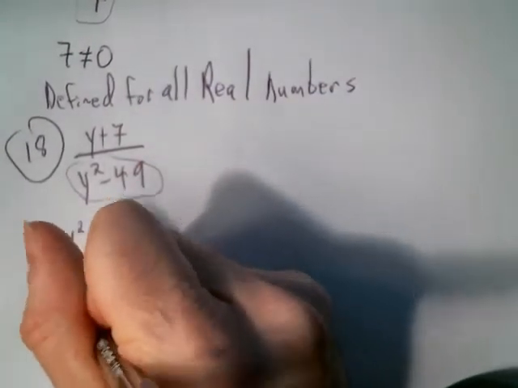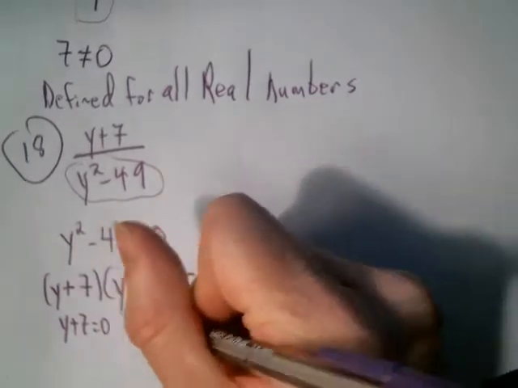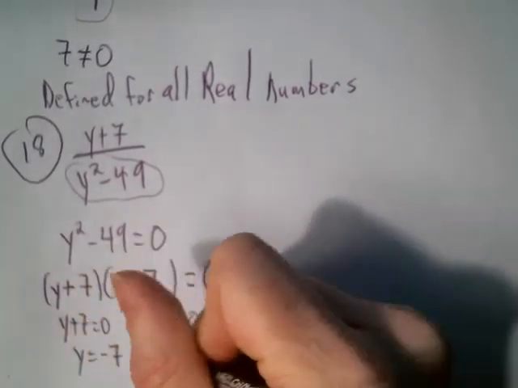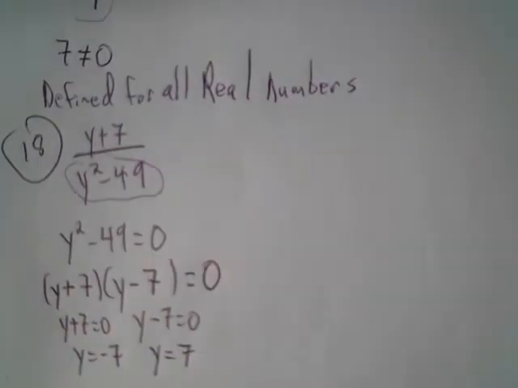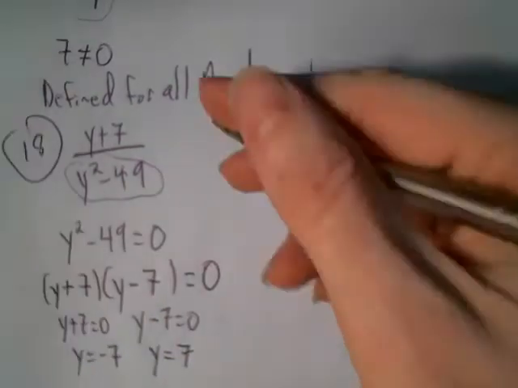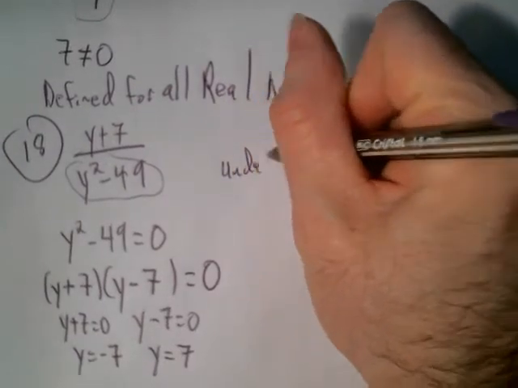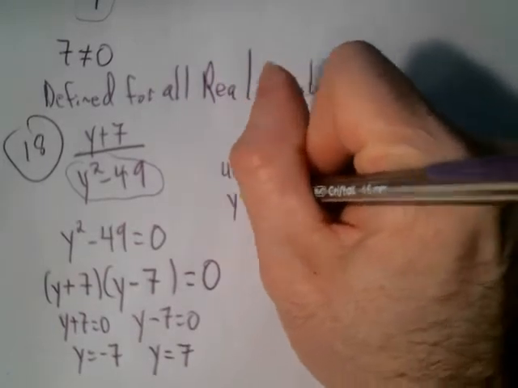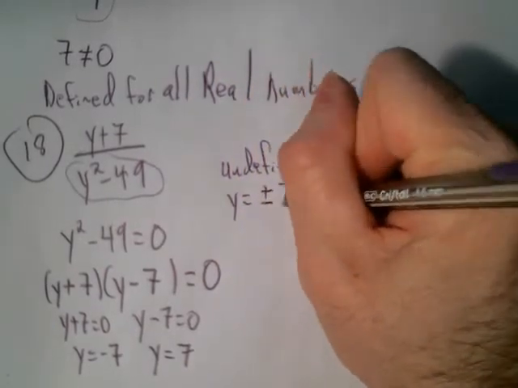So you have y plus 7 is 0, and y minus 7 is 0. So either y is negative 7 or y is positive 7 are the bad places. Okay, so it's undefined. Maybe I should write it out, right? Undefined for y equals plus or minus 7. We could write it that way.